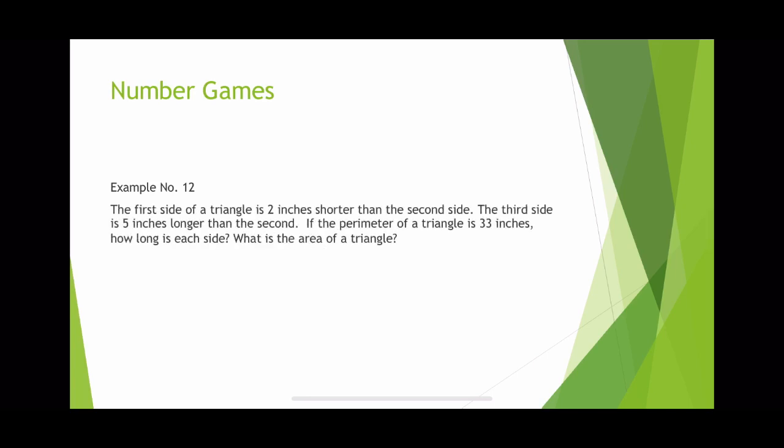And then for example number 12, the first side of a triangle is 2 inches shorter than the second side. The third side is 5 inches longer than the second. If the perimeter of a triangle is 33 inches, how long is each side? And what is the area of a triangle?